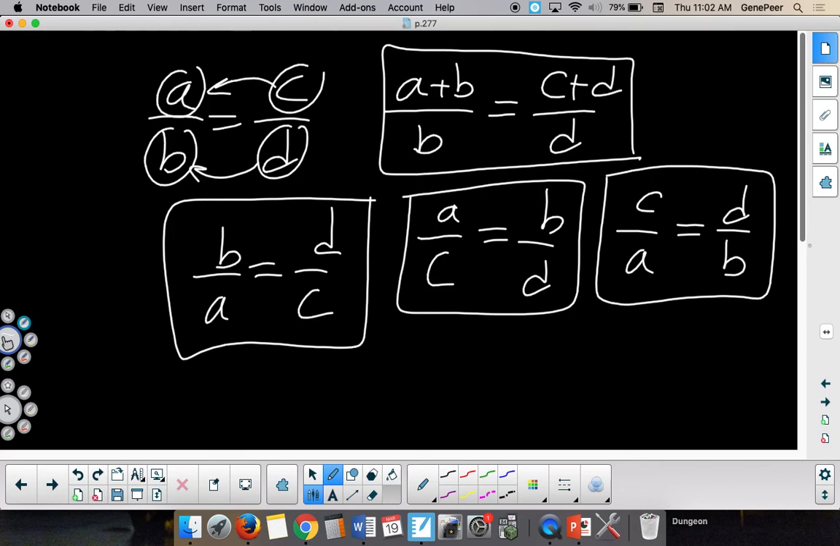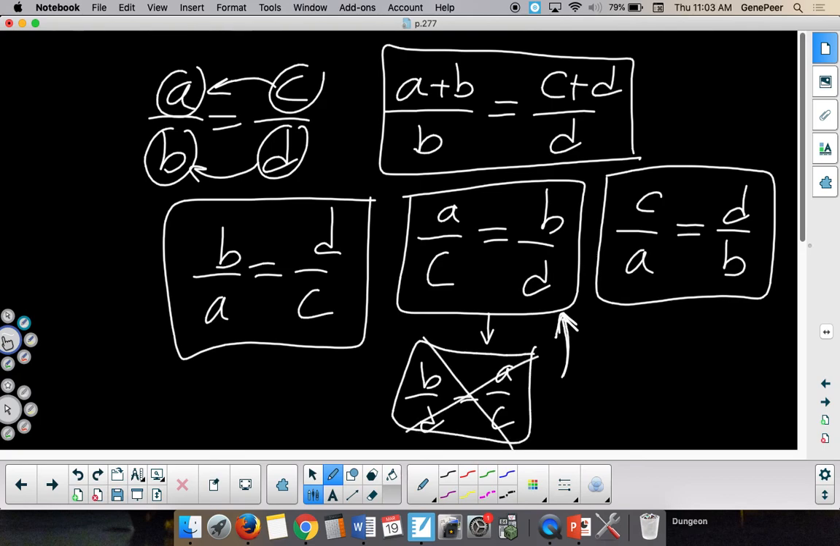Here's an example of a wrong answer. And every year, multiple people do this. They take one of these answers and they flip it around. They might take this one and they write B over D equals A over C. What's wrong with that? It's just the same thing as this one. That's nothing new. That is exactly the same proportion as the one above. So I can't count that as correct. That is not a new proportion. That's the same one you already did. These are the only correct new proportions that you could write.